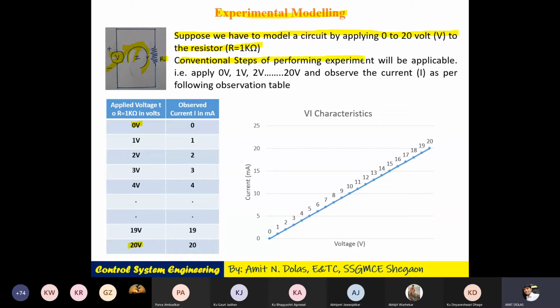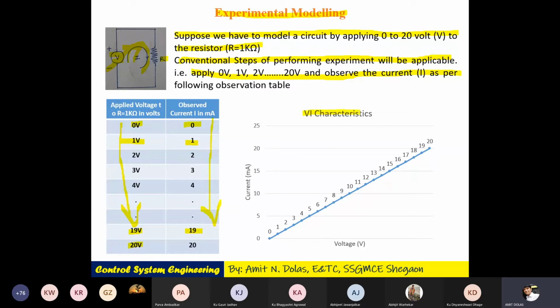Conventional steps of performing an experiment will be applicable. So after application of this voltage, what will happen? As the voltage is increasing towards 20 volts, the current is also increasing. If there is 0 volt, current is 0. If there is 1 volt, then 1 volt divided by 1K resistance, 1 milliampere current passes. Similarly, 19 volts divided by 1K resistance, 19 milliampere current will pass.